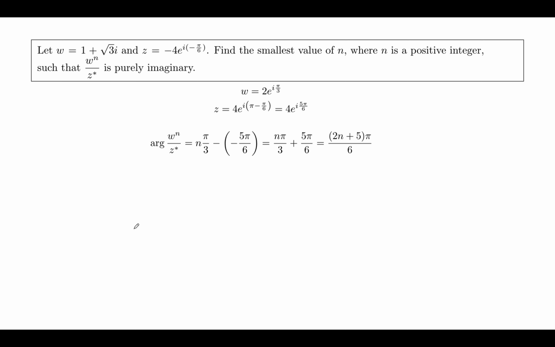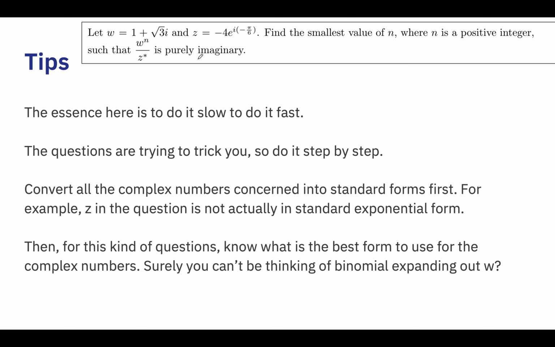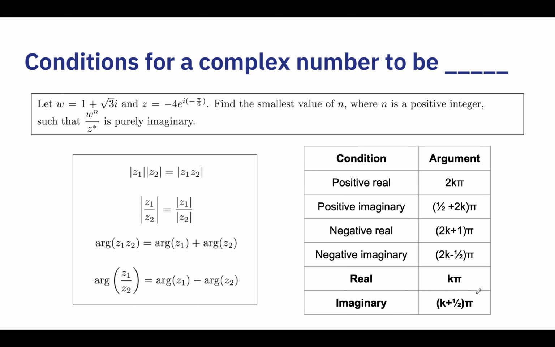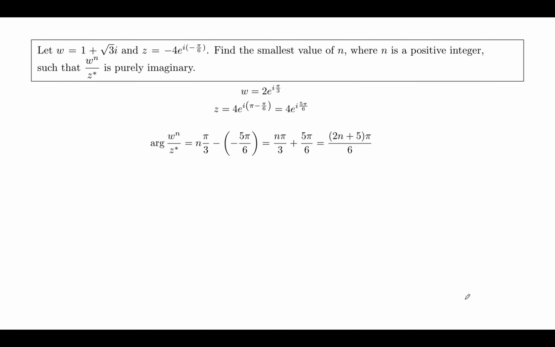All right, so after doing that, we now try and find the argument of what they want, w to the n over the conjugate of z, because we know that for a complex number to be purely imaginary, we have to look at its argument. Argument must be (k plus half) times pi. So when we find the argument, we can proceed to use some of the properties we know about argument and equate it to the difference between the argument of the numerator and the denominator.